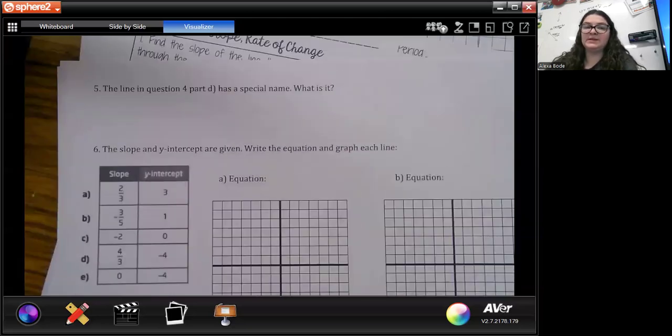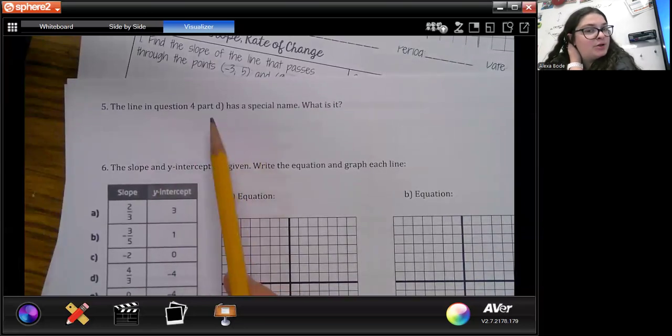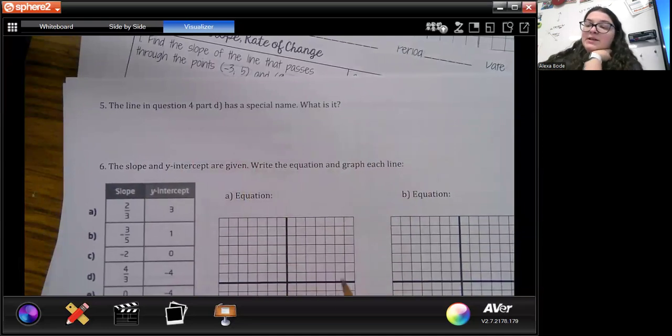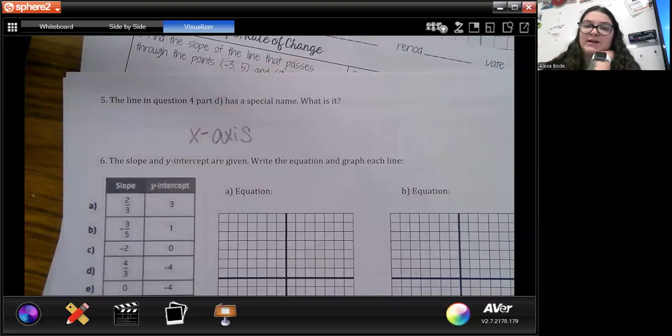So flip to the next one where it says, number 5 says the line in question 4, part D, has a special name. What is it? That line is the x-axis. So it's asking you to find the equation for the x-axis.